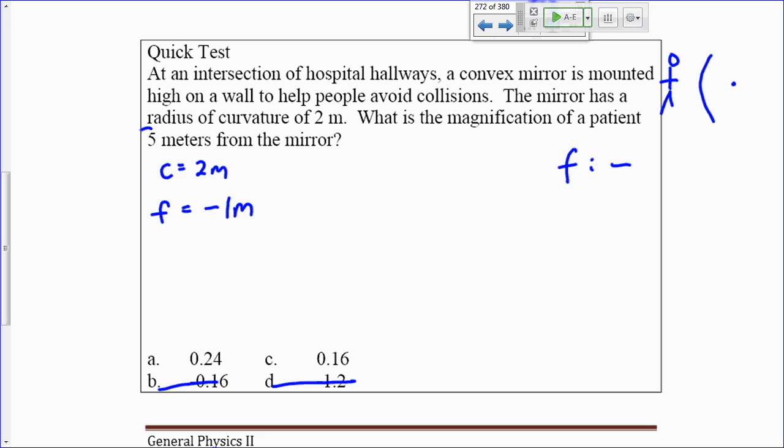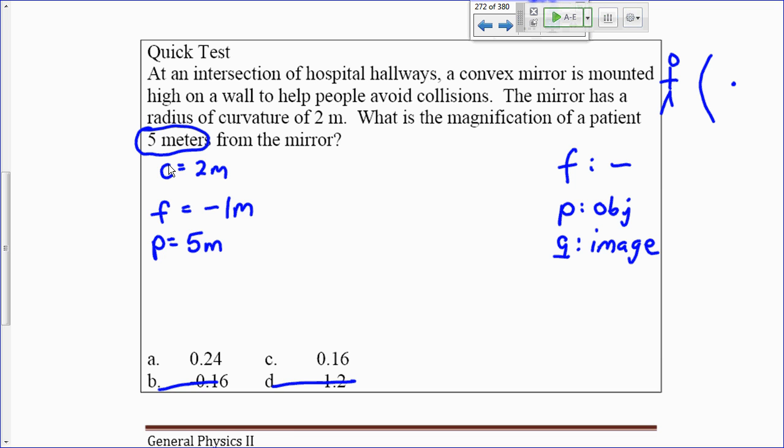The patient is 5 meters from the mirror. Is that going to be our P or our Q? No, P is our object distance. So P is equal to 5 meters. Just remember these terms: P is object, Q is image.